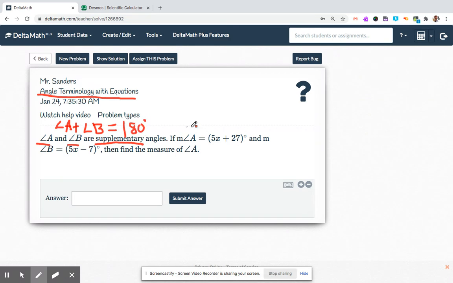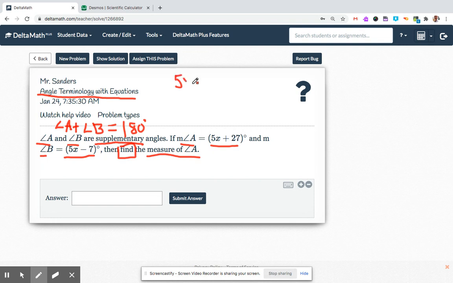All right, so if angle A is this, and the measure of angle B. So don't let that M confuse you. It just means it's a number. And then they're asking you to find the measure of just the A. Okay. So I already got the initial equation. Supplementary means they add to be 180. I substitute in what A is equal to.